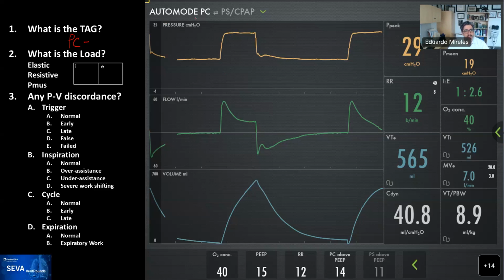In terms of the breath sequence, for those of you that don't know, here you could not make anything. You would probably say that this is CMV because the breaths are mandatory. They're triggered by the machine, and we'll see that in a second. But because it's on auto mode and it's highlighted here, I put that there.